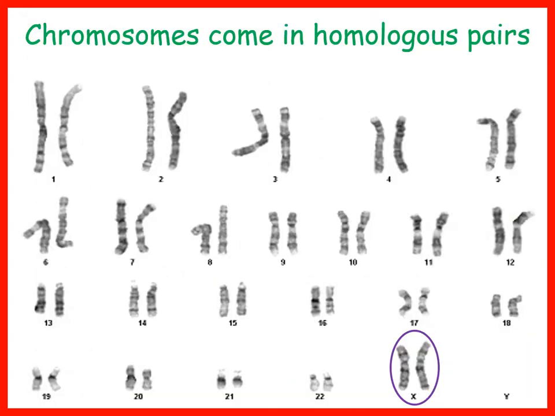So chromosomes come in homologous pairs, and that includes the sex chromosomes. So they come in either XX if you're female, or XY if you're male. That is the homologous pair, the sex chromosomes.